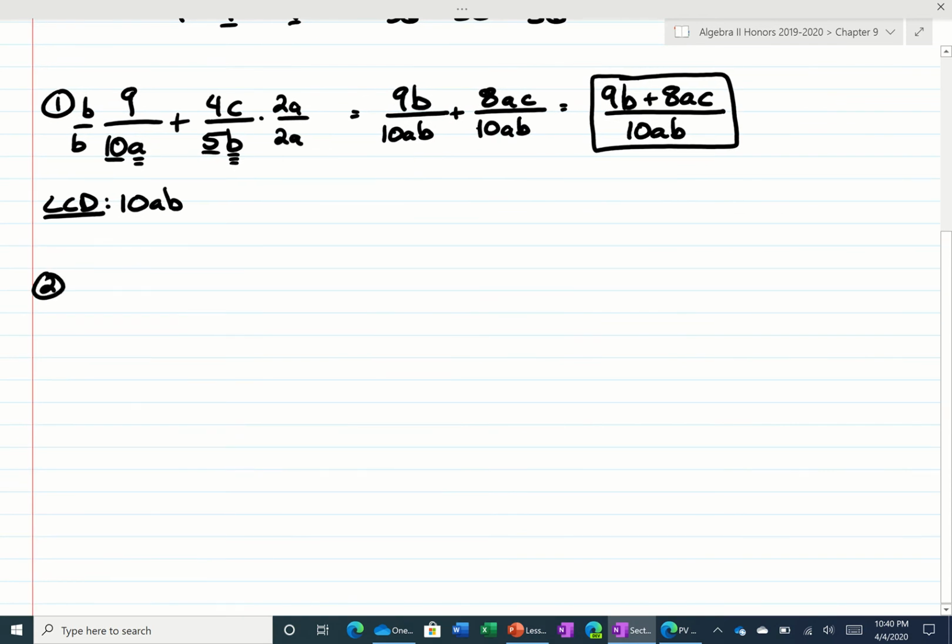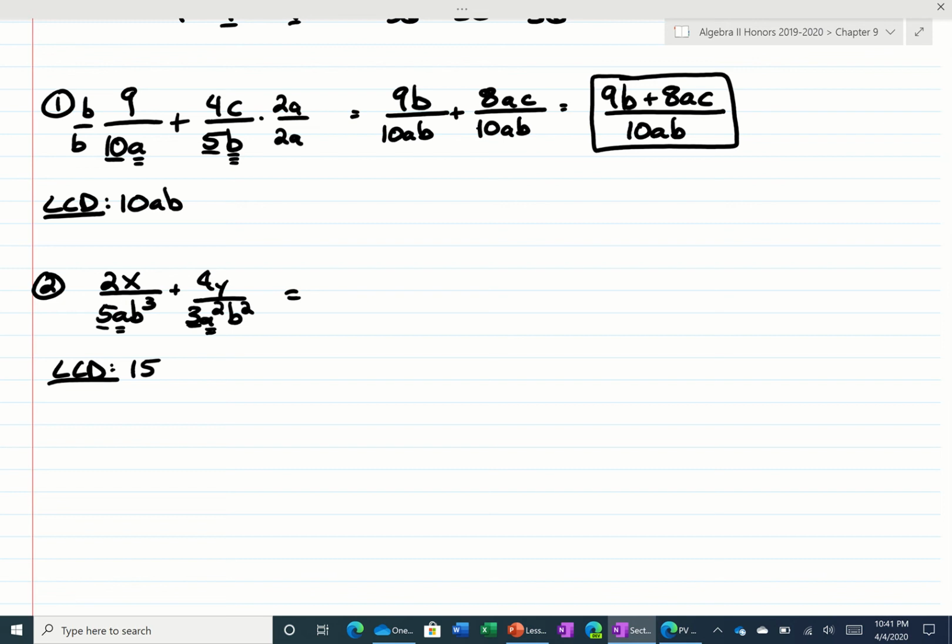Alright, so let's try a second one. What about if it was 2x over 5ab to the third plus 4y over 3a squared b to the second? Well, let's figure out our LCD first. Between 5 and 3, the LCD is 15. We have a and a to the second, so we have to have the least in common. So we could easily convert a to a squared by multiplying by an a. So I'm going to make my LCD 15a squared, and then we would have to have a b to the third. That would take care of the b's.